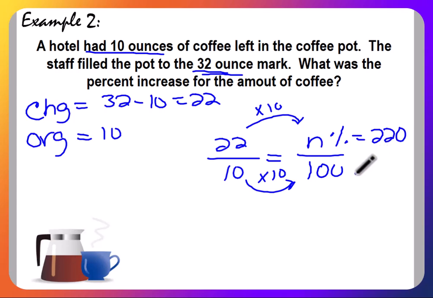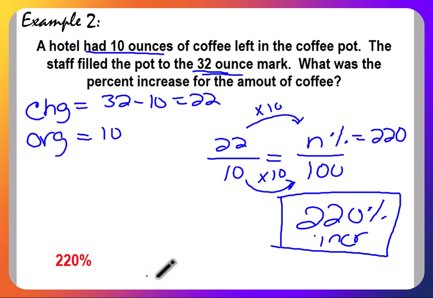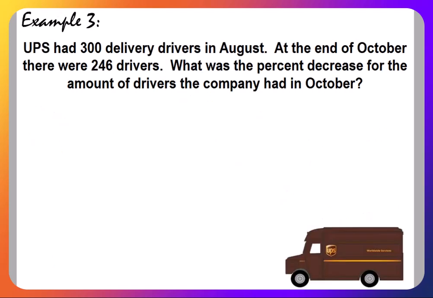That sounds really strange, right? 220% increase? Does that sound right? Well, think about it. It was a pretty big increase, wasn't it? 100% increase would have been if we had added 10 ounces. But we added more than that, didn't we? So this 220% increase, that's correct. I'm abbreviating increase with INCR. It is okay to have an increase that is greater than 100%. Okay, that's okay. Check our answer. 220% is correct.